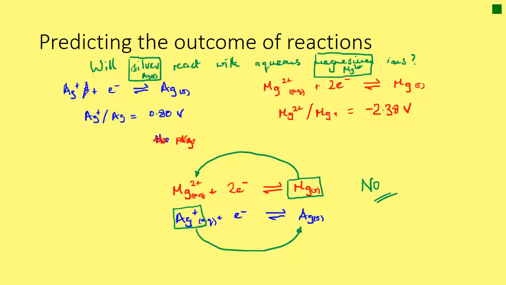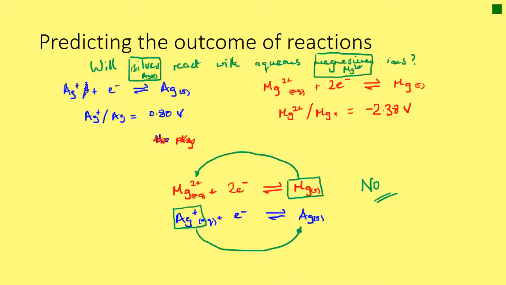And so what we find that will work is magnesium solid and silver ions. So those, the species at the starting point of the arrows, the ones that I've put in green squares there, are the ones that will react together.